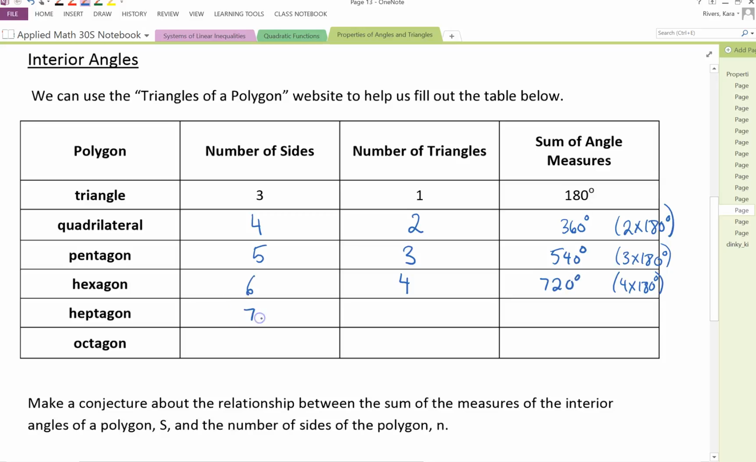We can continue going with our chart, and you can start seeing the pattern. This would be 8, this would be 6, and this would be 1080 degrees. Because for 900, that was 5 times 180 degrees. And for 1080, that's 6 times 180 degrees.